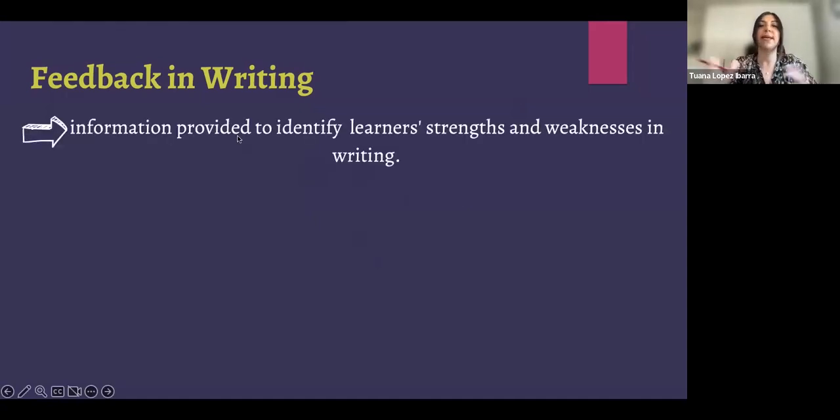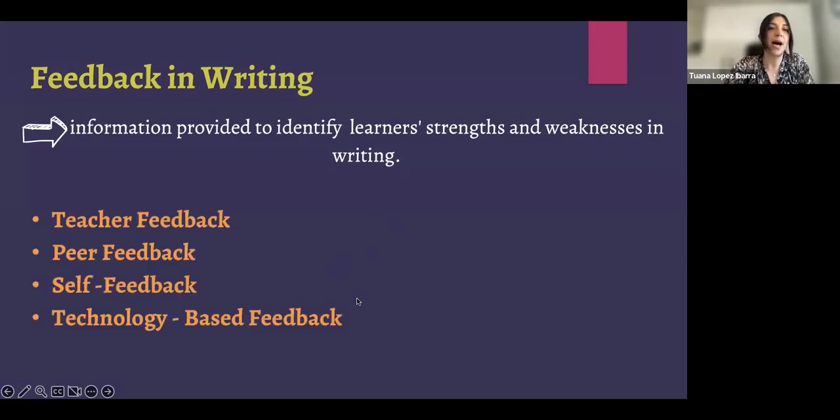And feedback in writing, like we talked about feedback already. It is the information provided to identify learners' strengths and weaknesses in writing specifically, though it doesn't have to be solely about writing. But here in our context, it is about writing only, their strengths and weaknesses. So we give information about them. And how can we provide this information?